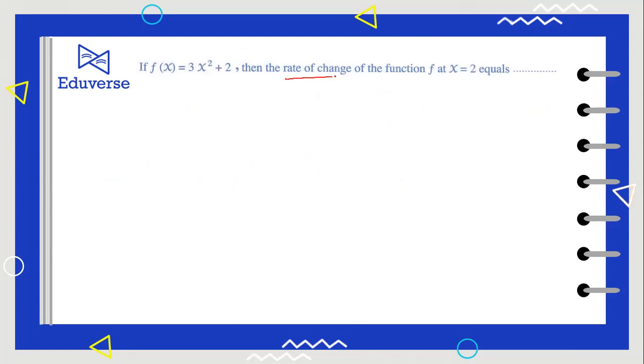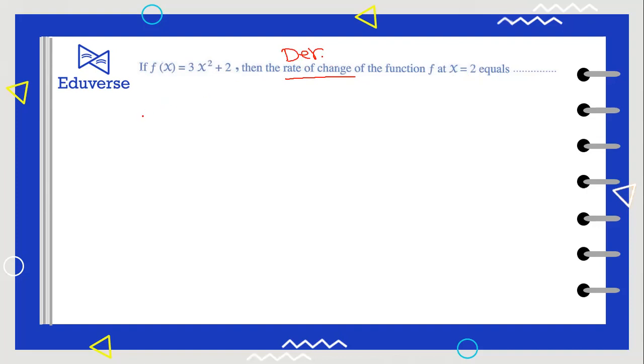Here, f of x equals 3x squared plus 2 is a function. I want to find the rate of change of this function at x equal 2. Okay, rate of change here, he didn't ask me about variation of the function. He didn't ask me about average rate of change. Then I can find rate of change in one step. Okay, how do we know that? Rate of change is a derivative.